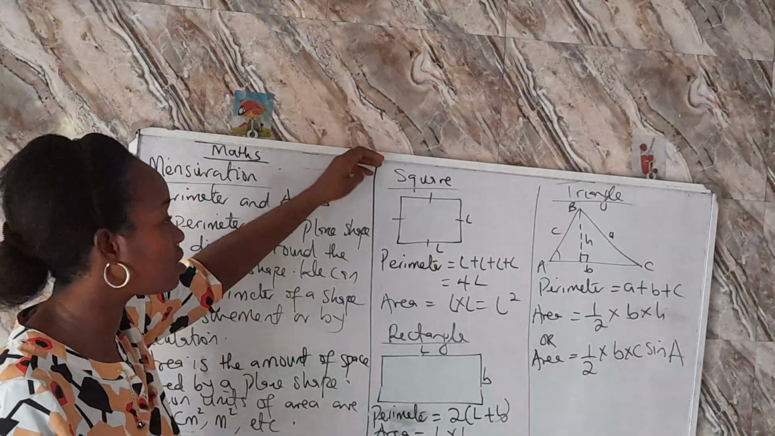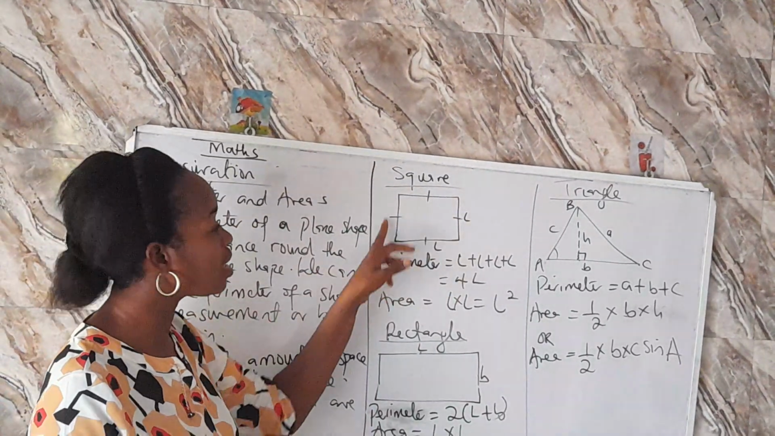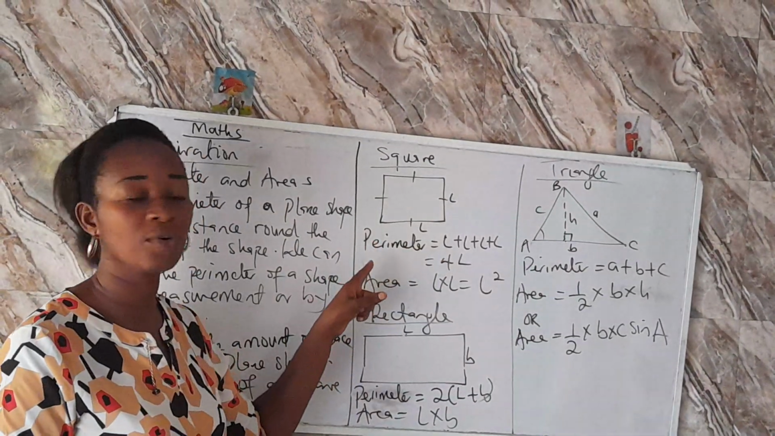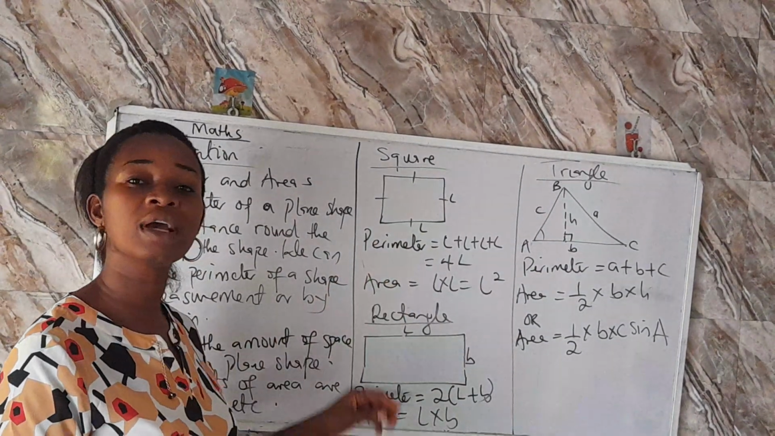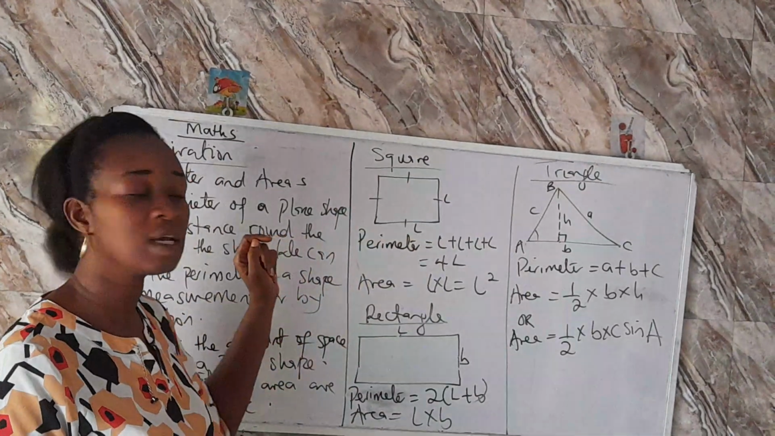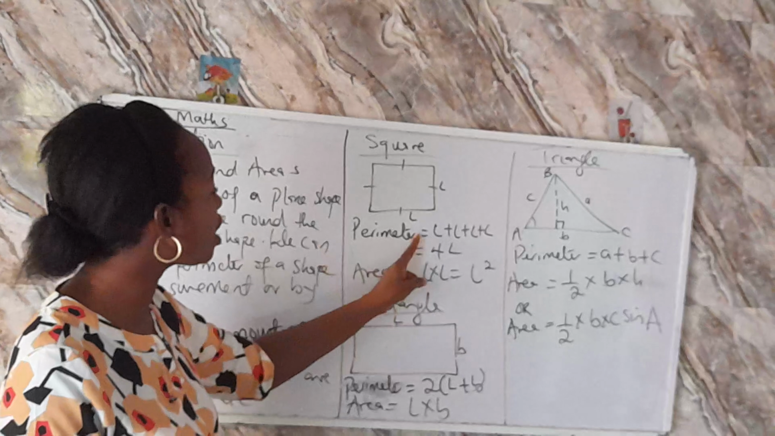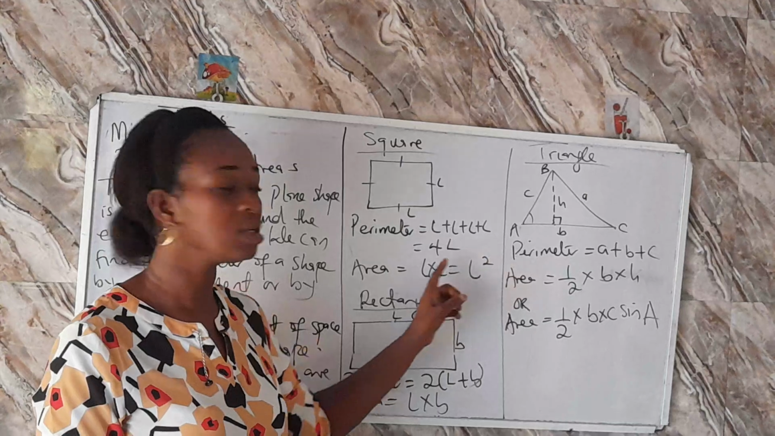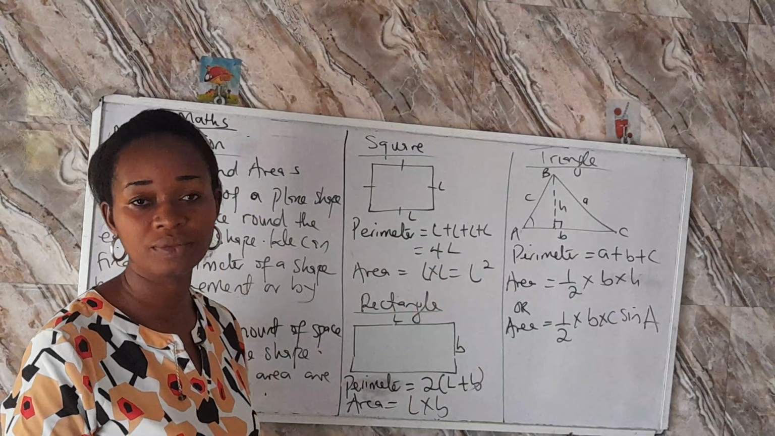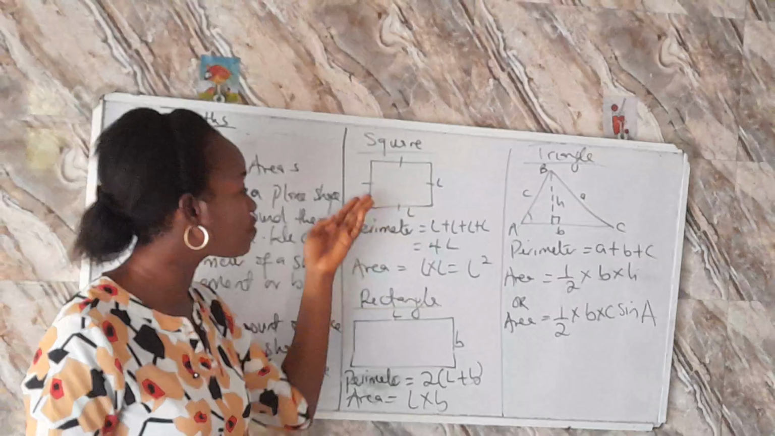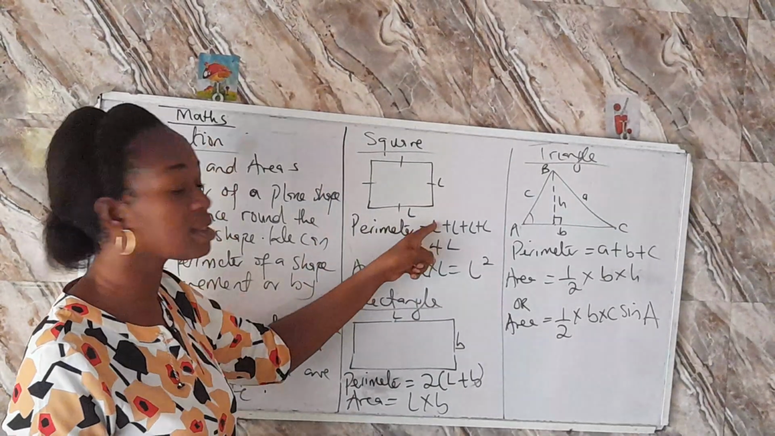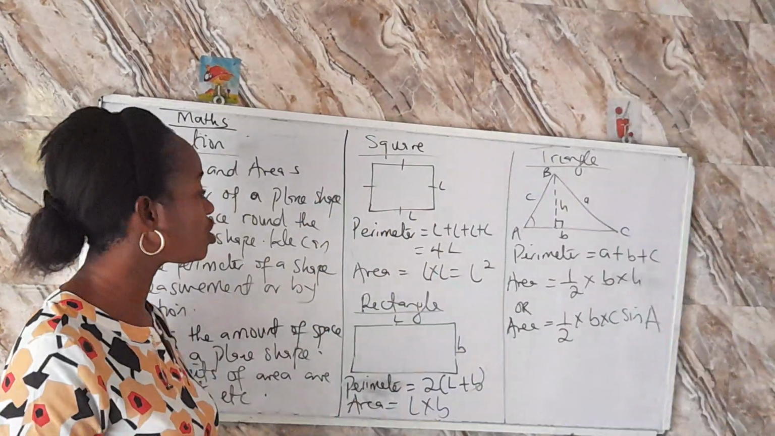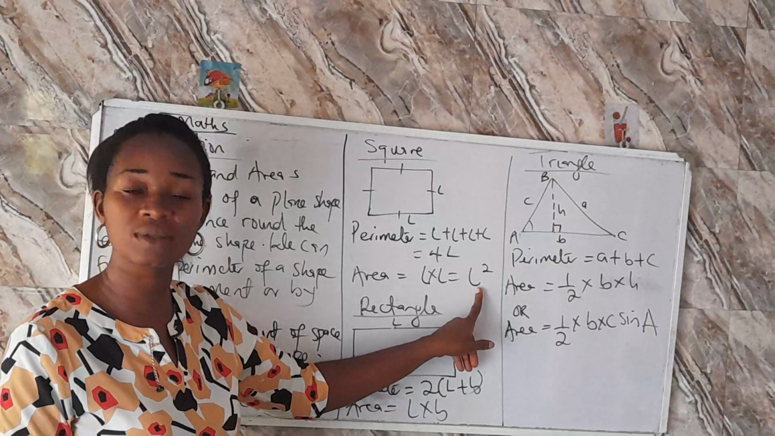The first one we have is a square. We know that a square has all sides equal. So because all the sides of a square are equal, the perimeter of a square will be adding up the length of all the sides. And it has four sides. So the perimeter will be adding up the four sides, which is length plus length plus length plus length, which gives us four lengths. What about the area? Area of a square is what? The length times the length. Length times length, because it's the amount of space that is covered by this shape. Which gives us L squared.